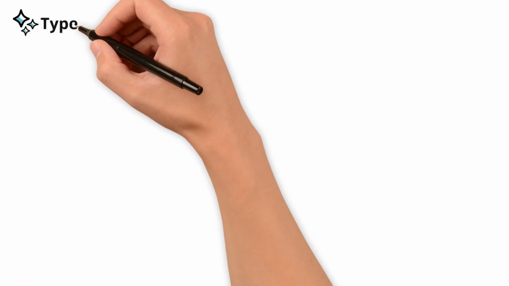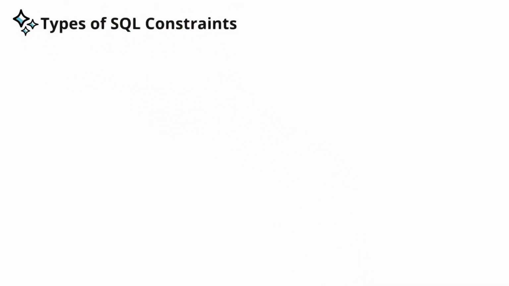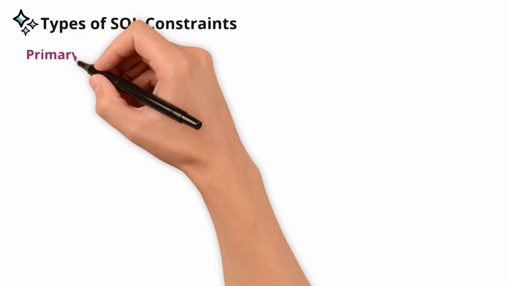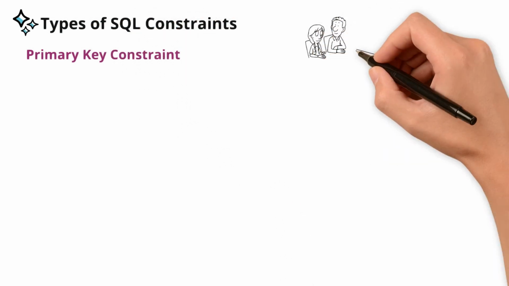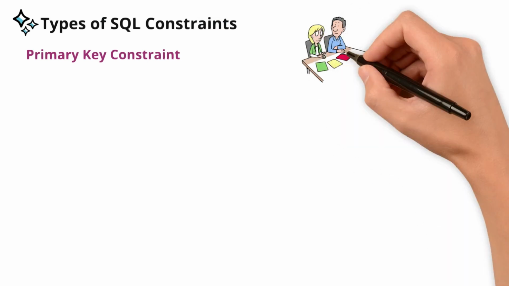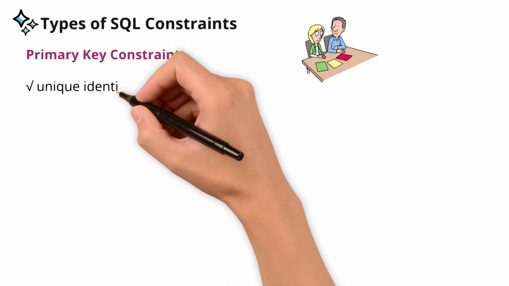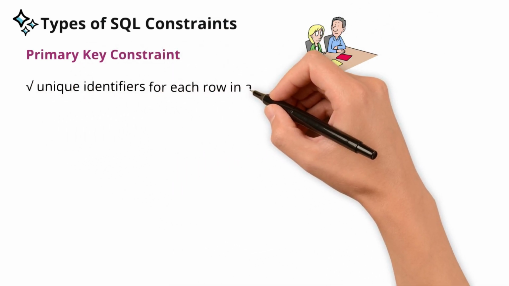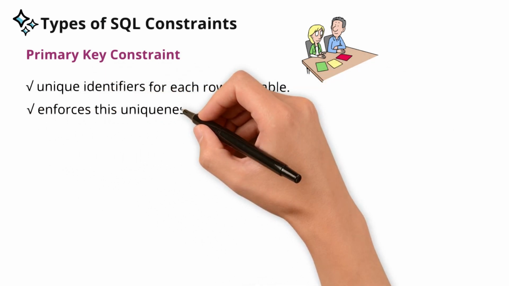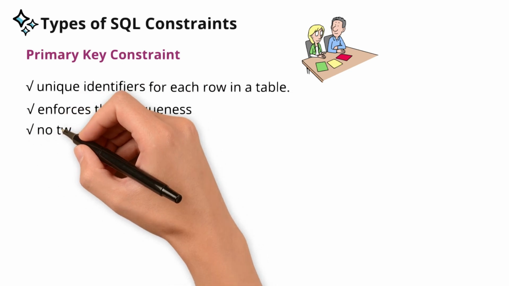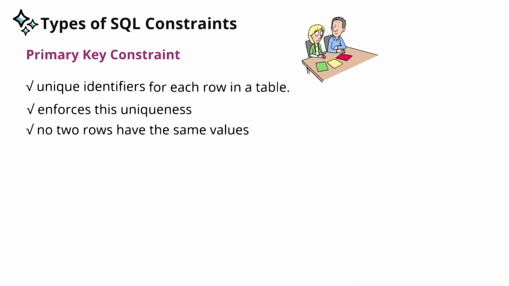What are the different types of SQL constraints? First one, primary key constraint. We learned about primary keys in our previous episodes. They are unique identifiers for each row in a table. The primary key constraint enforces this uniqueness, ensuring no two rows have the same values for the primary key.